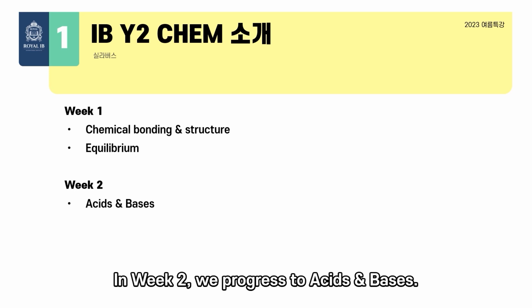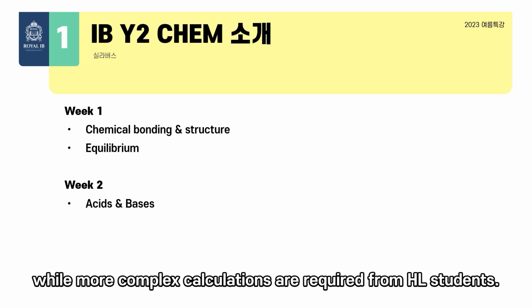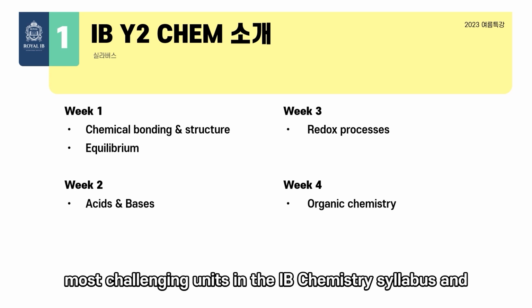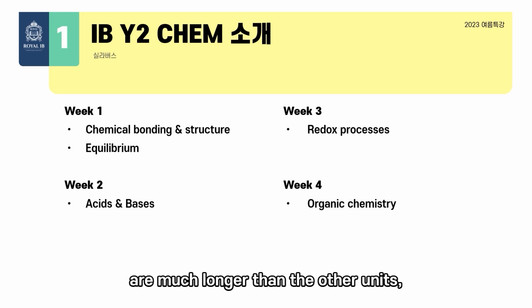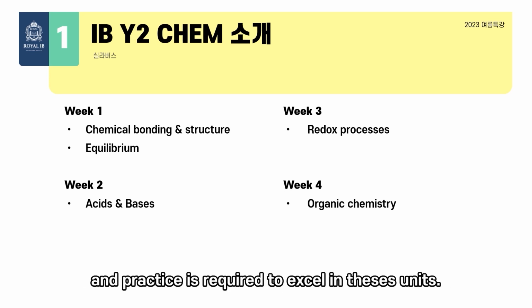In week 2, we progress to acids and bases. The SL portion of this unit mostly focuses on theory, while more complex calculations are required from HL students. Acids and bases, redox processes, and organic chemistry are the 3 most challenging units in the IB chemistry syllabus and are much longer than the other units. Questions are very challenging and regular revision and practice is required to excel in these units.